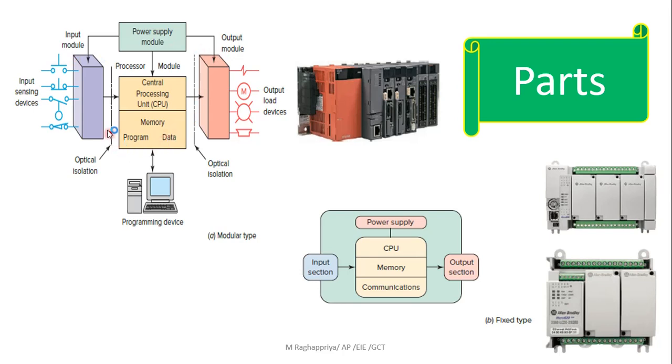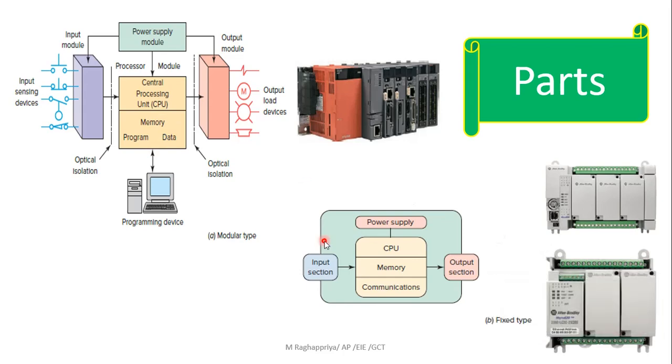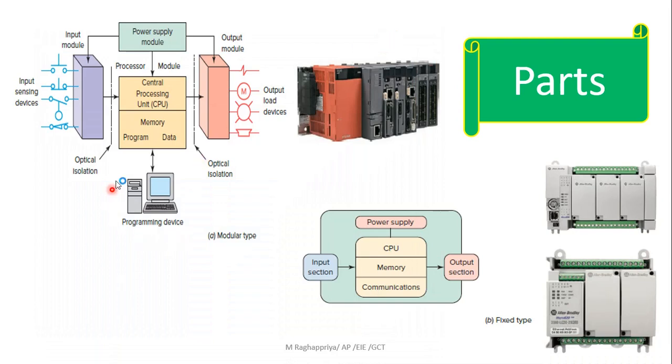Okay, then you can see the processor. It consists of a processor module. Then you have memory, because you need some kind of storage element, right? So memory acts as a storage element for program as well as data.